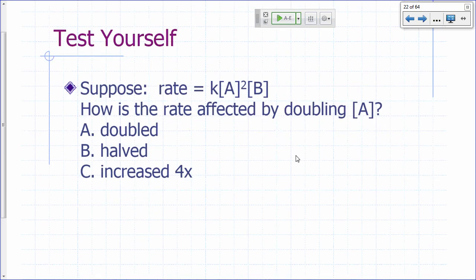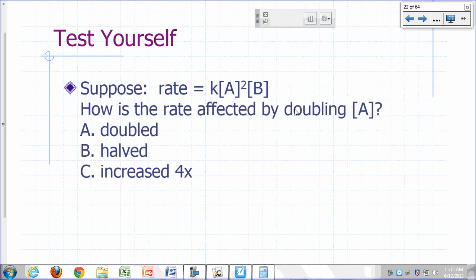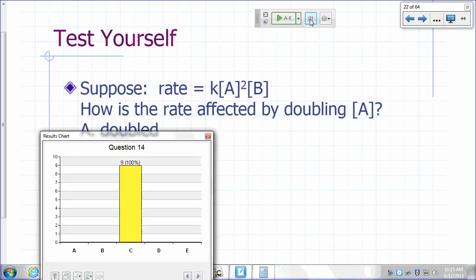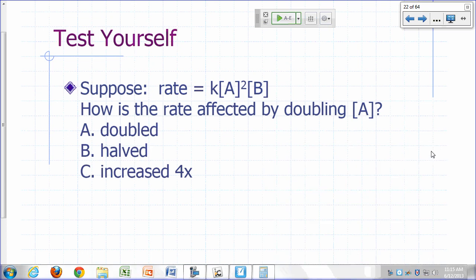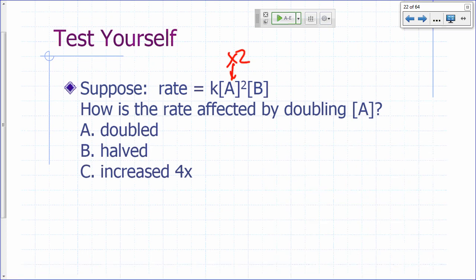So let's look at an example here. Clicker question. Suppose rate is k times concentration of A squared times concentration of B. How is the rate affected by doubling the concentration of A? All right, let's see. It becomes 4 times faster. Very good. So if I make this times 2, my rate becomes times 2 squared. Okay, times 4.